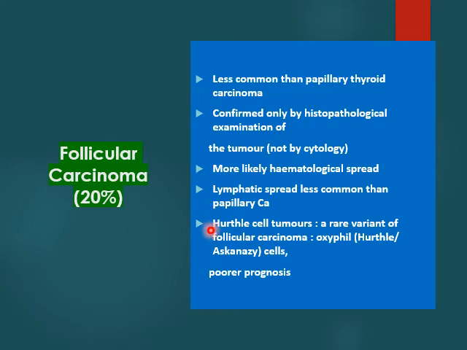Hurthle cell tumor or Hurthle cell papillary carcinoma is a rare variant of follicular carcinoma. It is more aggressive and tends to spread early by blood spread. And the prognosis of this is poorer than the normal follicular carcinomas.